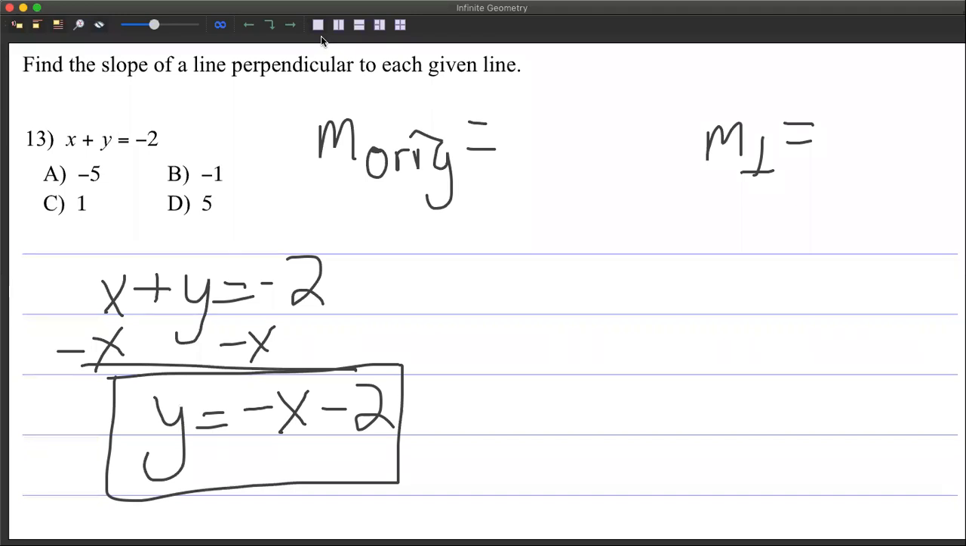Someone tell me. Yes, -1. This is very interesting. So obviously my new slope is going to be positive, right? Because I need to do the opposite signs. What's the reciprocal of 1?